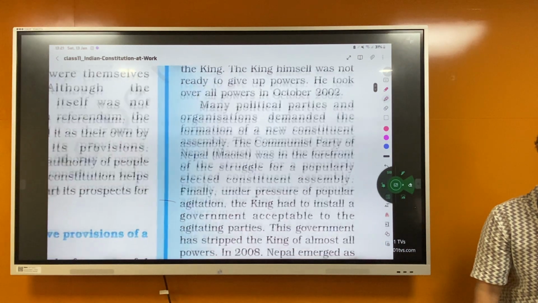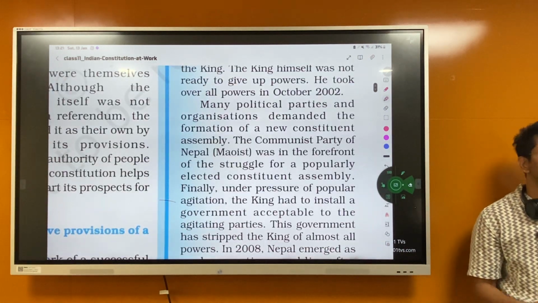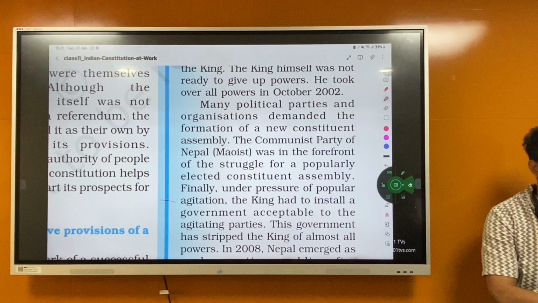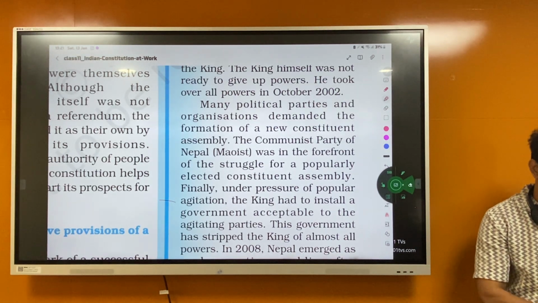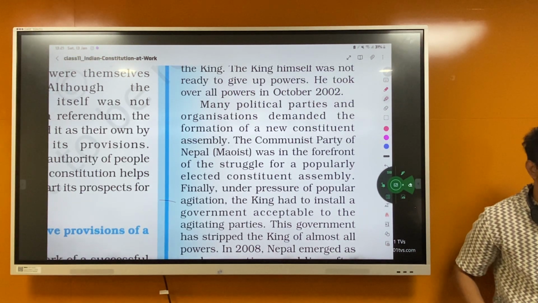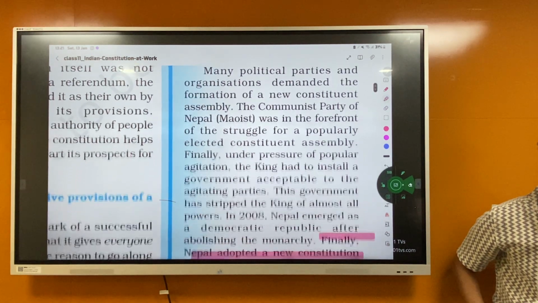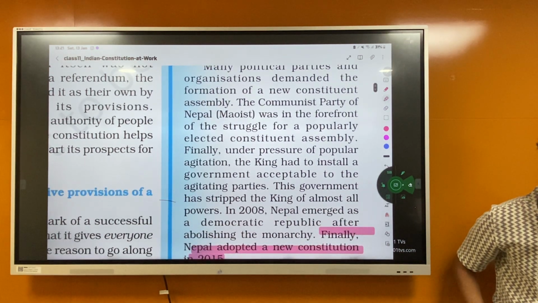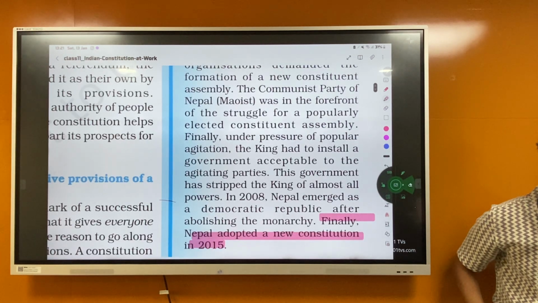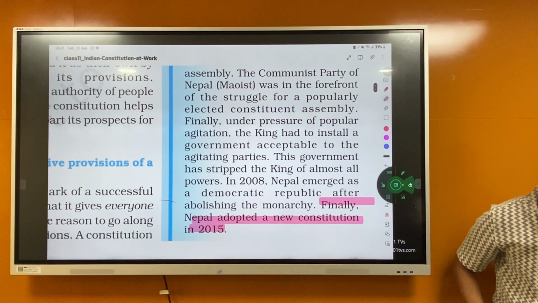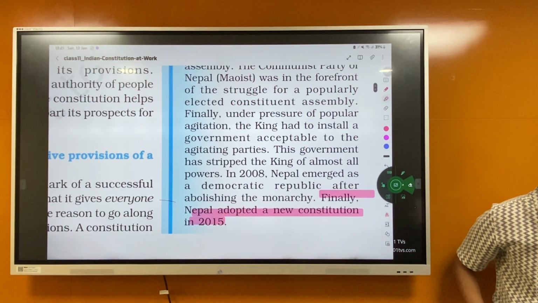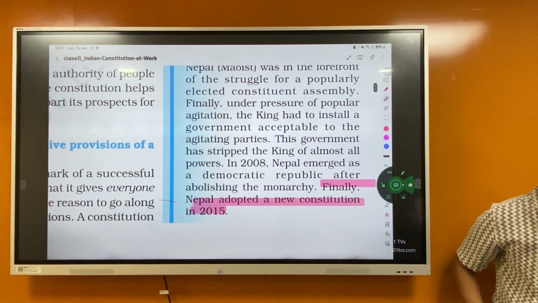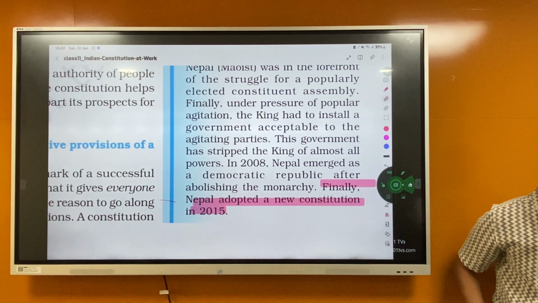Many political parties and organizations demanded the formation of a new constituent assembly. The Communist Party of Nepal was in the forefront of the struggle for a popularly elected constituent assembly. Finally, under pressure of popular agitation, the king had to install a government acceptable to the agitating parties. The government stripped the king of almost all powers. In 2008, Nepal emerged as a democratic republic after abolishing the monarchy.